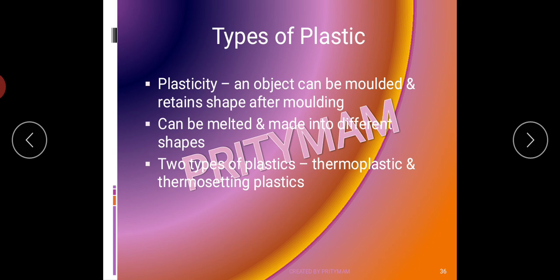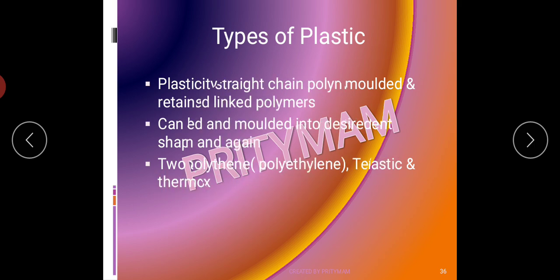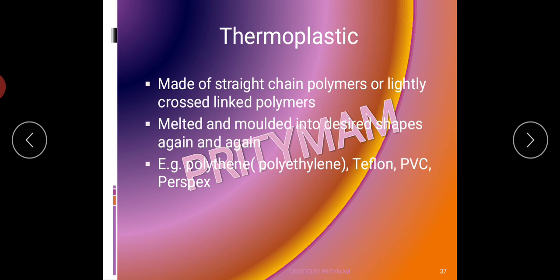Students, there are two types of plastics. One is the thermoplastics and the other is the thermosetting plastics. Thermoplastics. Thermoplastics are made of straight chain polymers, or they may be very lightly cross-linked polymers. This class of plastics can be melted and molded into desired shapes again and again. Polythene, which is also called polyethylene, Teflon, PVC meaning polyvinyl chloride, and Perspex belong to this category of plastics, meaning thermoplastics.